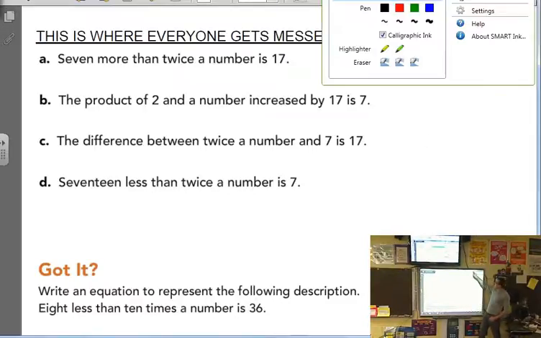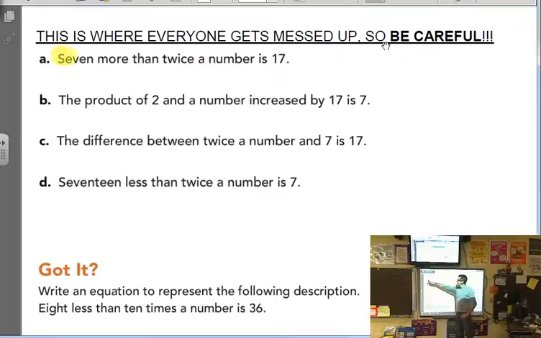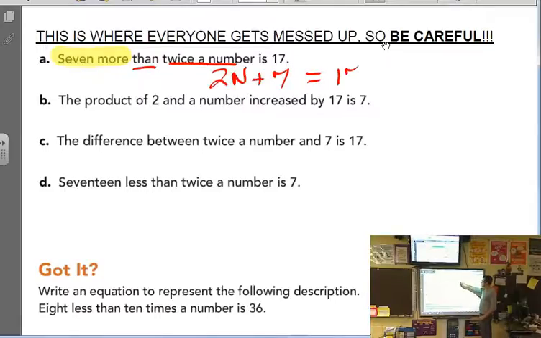So 7 more than twice a number. So we have 7 more than what? Well, then twice a number. So we can start with twice a number and then add 7. That would be equal to our 17.